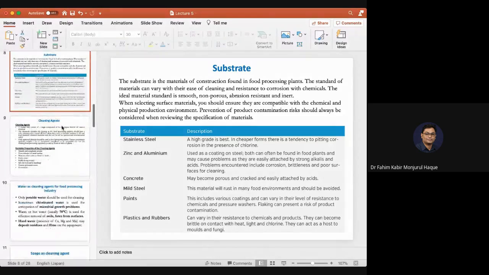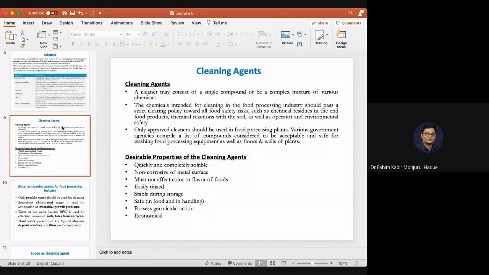Okay, then after the substrate, now the cleaning agents. What kind of cleaning agents should we use to clean the plant? The agents that we will use to clean the plant should possess some characteristics. Like quickly and completely soluble, should not be corrosive of metal surface. Because if the agents are corrosive, they will corrode everything. They will corrode the plant, the working surface, the machineries. So they must not be corrosive, and also the cleaning agent should be food grade.